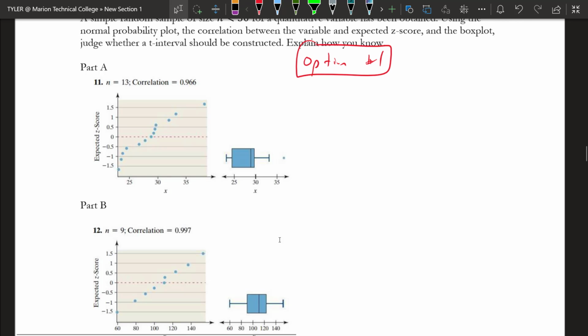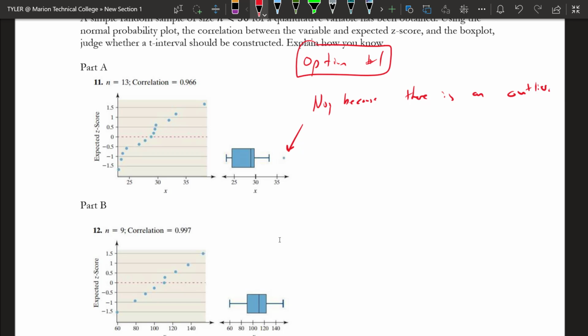So remember, for option 1, we want to look at this normal probability plot. We want it to look like the population is normally distributed, and we want to look at the box plot and verify that there are no outliers, right? So for this first one, immediately, if you look at the box plot, there's one outlier here. So this is going to be a no. We shouldn't use a t-interval because there is an outlier, right? I'm going to know that right away.